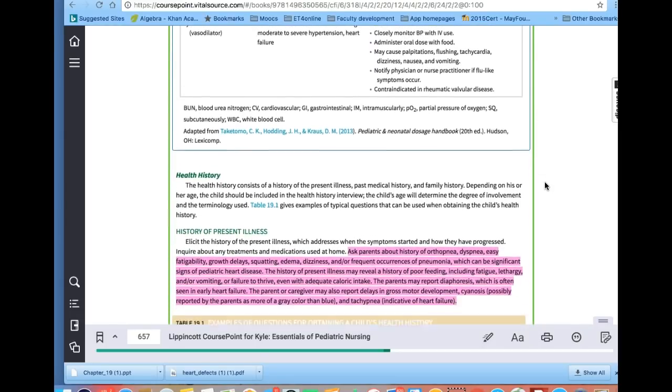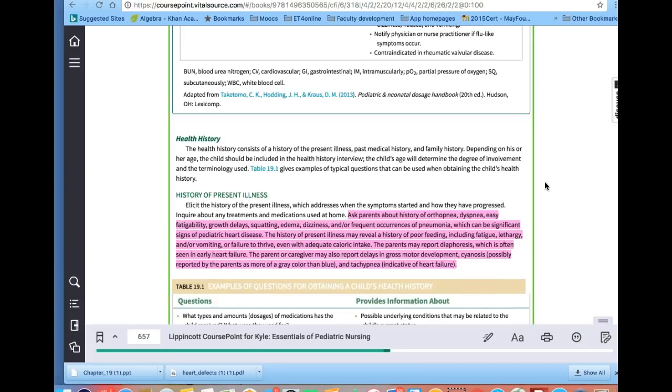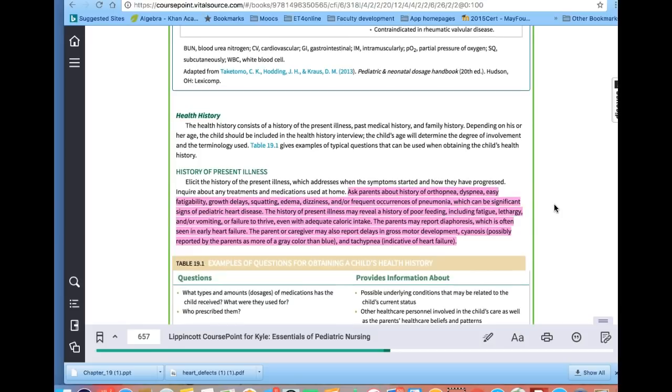First thing you want to do is ask the right questions. Ask parents, and again, this is newly diagnosed or suspicion of some sort of heart defect. Ask them about shortness of breath, if they get tired, squatting. Squatting is very specific to tetralogy of Fallot.